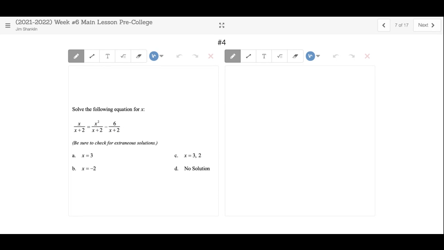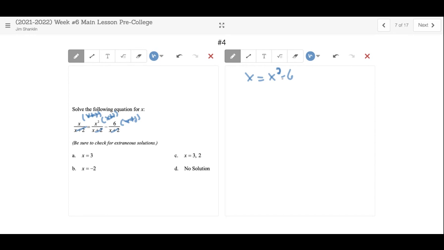Okay. If I was going to do this problem, I'm looking at it and I've got x plus 2, so I know all of the denominators are going to cross off. So I'm going to multiply by x plus 2 here, x plus 2 here, x plus 2 here. And lo and behold, that crosses out, that crosses out, that crosses out. So I'm just left with x equals x squared minus 6.